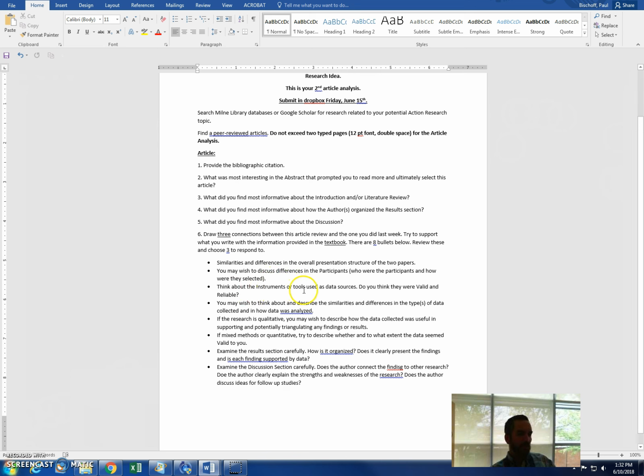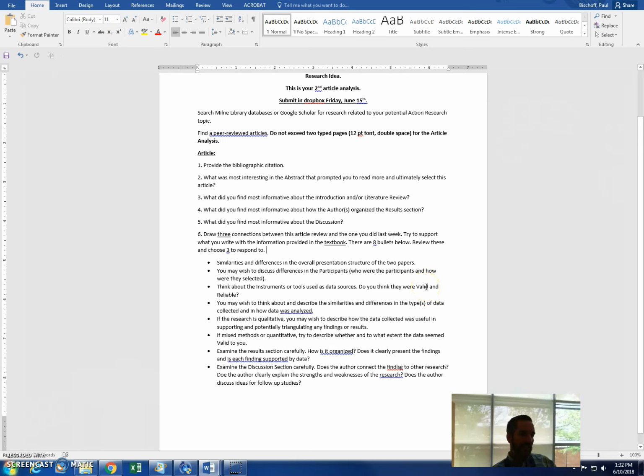Think about the instruments or tools used as data sources. I think that's chapter 7 in your book. Instruments are things like surveys and tests and interviews and artifacts that qualitative researchers or action researchers collect to help tackle their problem. So look at the instruments, the things that were used as data sources to collect data, the things that people responded to, and describe them as being valid and reliable.